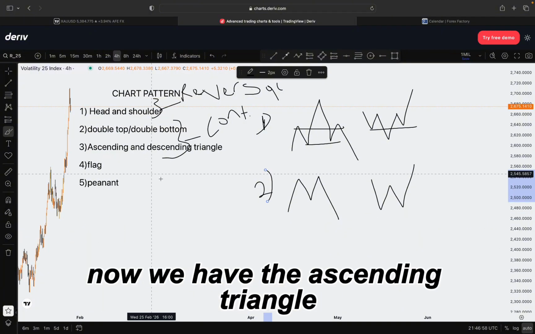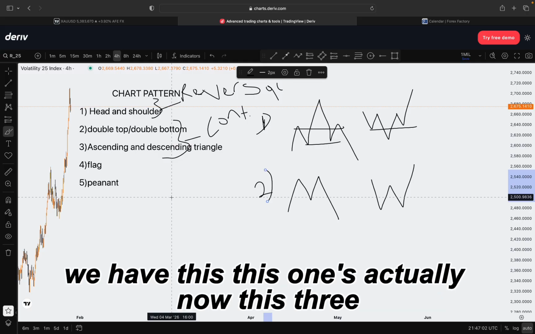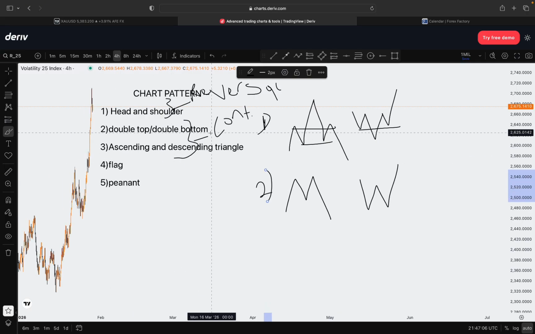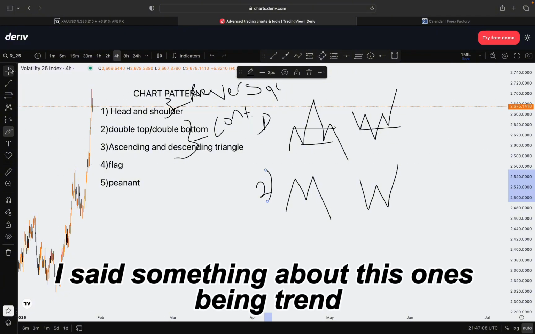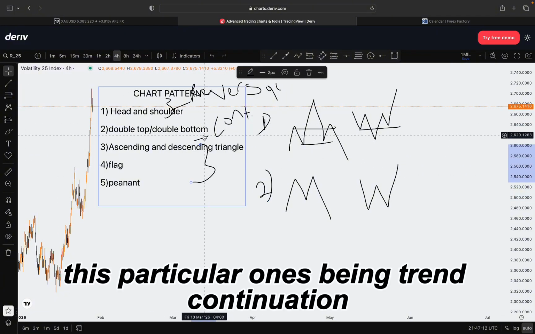Now we have the ascending triangle and then the descending triangle. We have the symmetrical triangle. I said something about this one being trend continuation. This particular one being trend continuation.